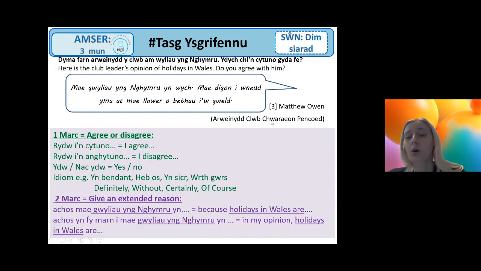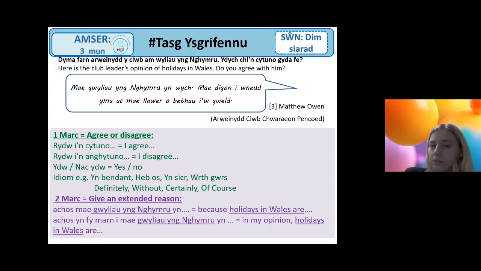So that is a 3-mark question, okay? So you get 1 mark for either agreeing or disagreeing with the question, and 2 marks for giving an extended reason for your answer, okay? So I'm going to give you 2 minutes to try and answer this question. The exam board, I always think it is better to use the phrases "rydw i'n cytuno" or "rydw i'n anghytuno", because a lot of the time, if you have a look up here, "cytuno" is in the question, so you know you're always going to spell it correctly.